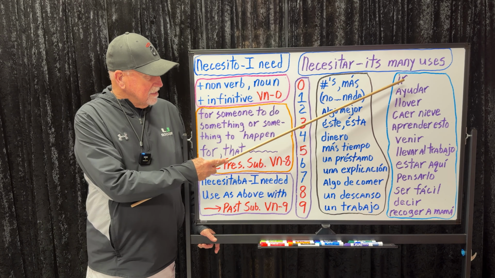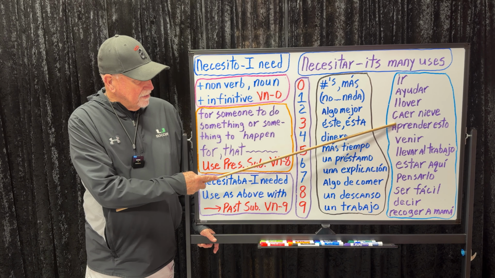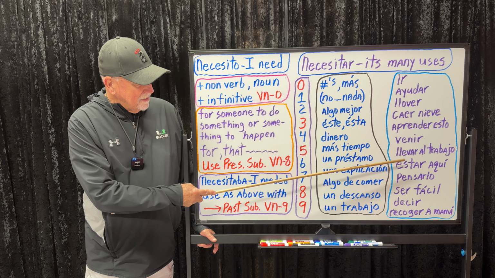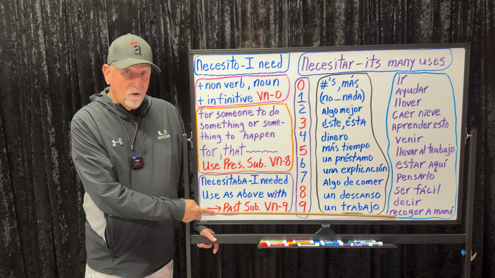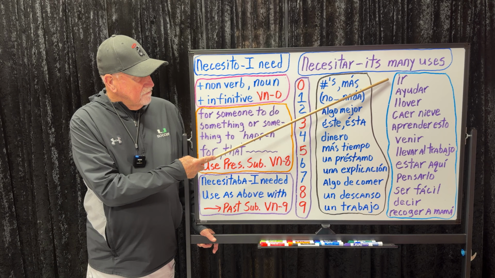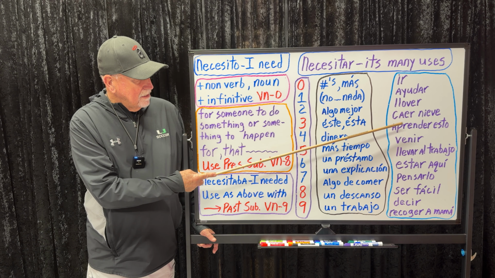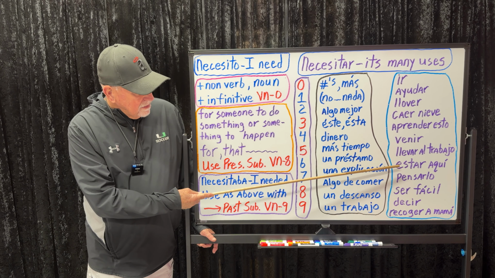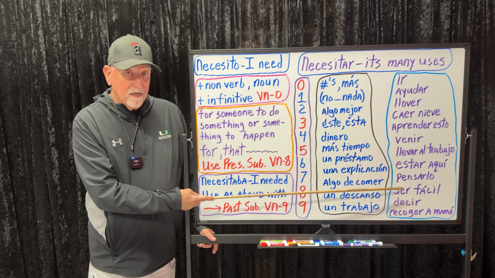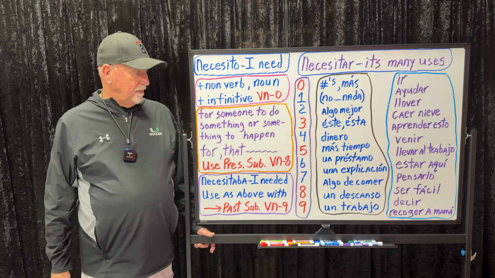So again, present tense, subjunctive: vaya, ayude, llueva, caiga, aprenda, venga, lleve, esté, piense, sea, diga, recoja. Past subjunctive: fuera, ayudara, lloviera, cayera, aprendiera, viniera, llevara, estuviera, pensara, fuera, dijera with a J, and recogiera.